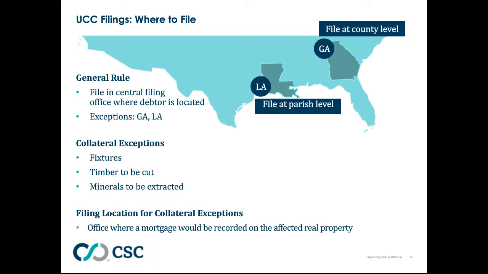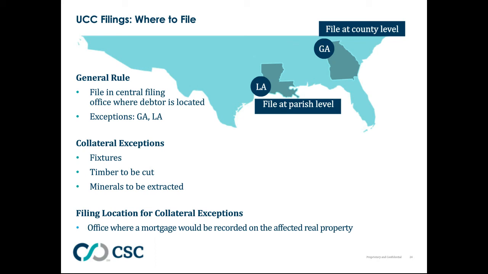There's also collateral exceptions. When you have UCCs that have collateral like fixtures or timber to be cut or minerals to be extracted, those will be recorded in the same office where a mortgage would be recorded on that affected real property. So I guess what's really tricky about this is figuring out what constitutes location.